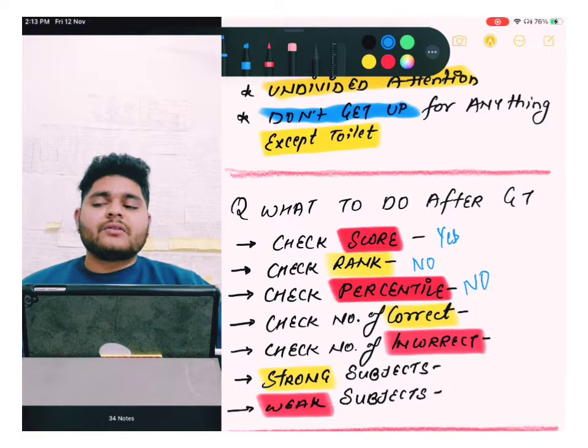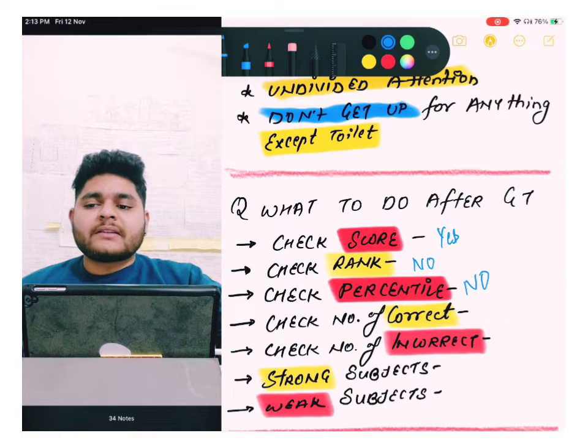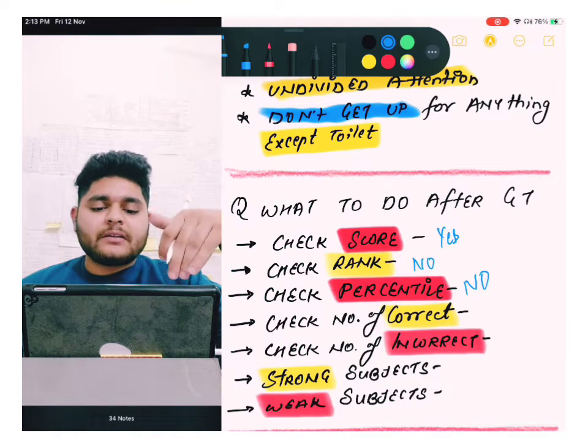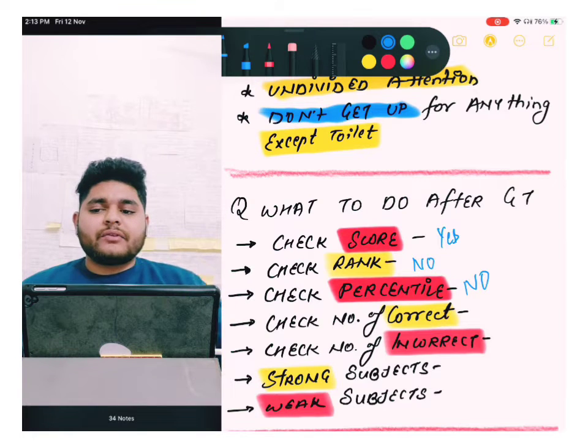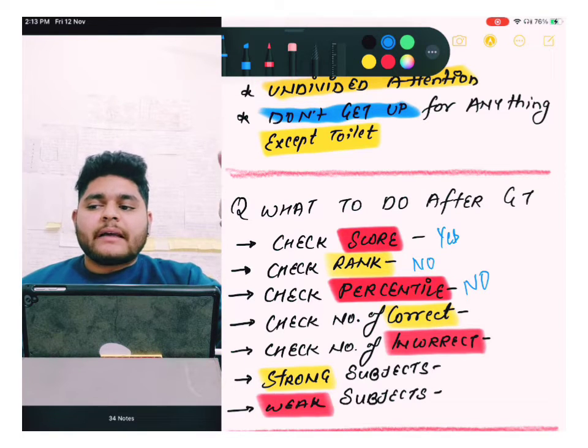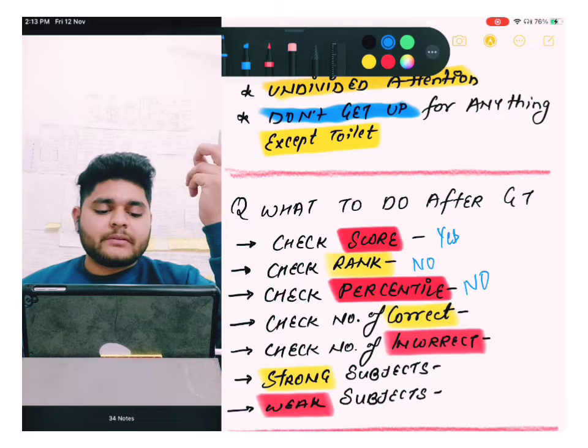Rank and percentile do not matter, because grand tests are like mock tests, and you will not face 1 lakh something people in the grand test. You will have only 5 to 10,000 people during your grand test. And if you are giving a very free grand test, like from another app which is free to all, you might see 25 to 30,000 people there.